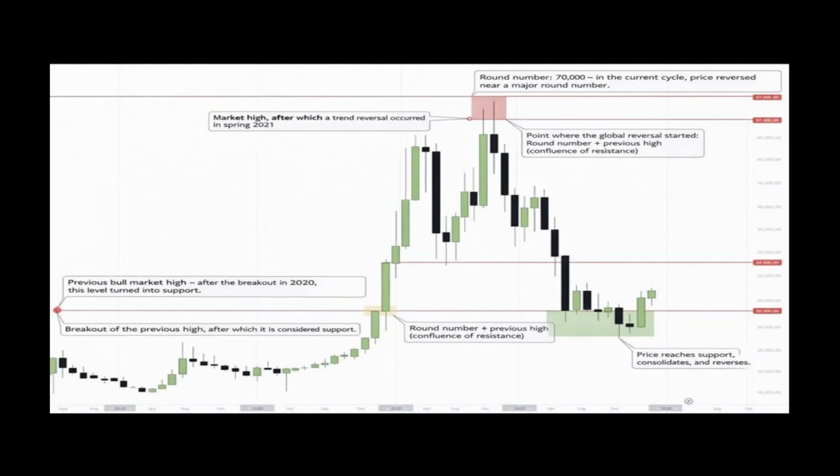That is, there is a certain level in the form of the previous maximum from which the price has already turned around. The second is a round number. That is, the round number is $70,000. In the current cycle, the price has turned around the round number. That is, these zones were a resistance to the price, and the price, after testing these zones, began its bearish trend. This is a monthly time frame, it seems.